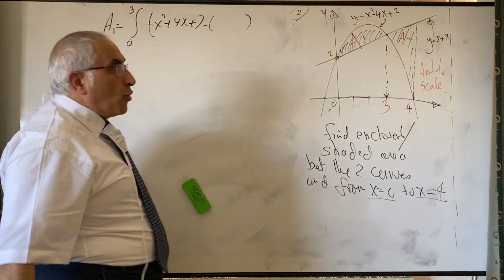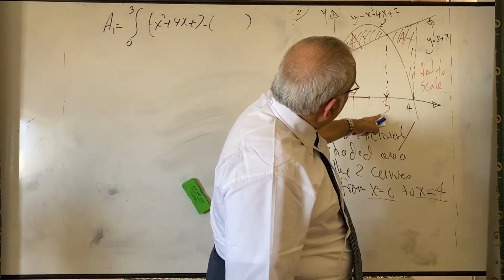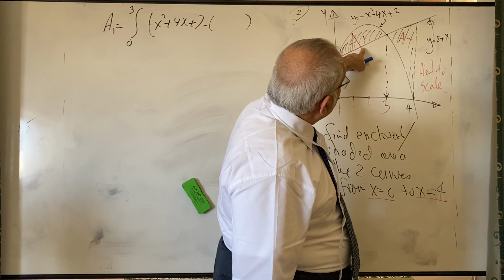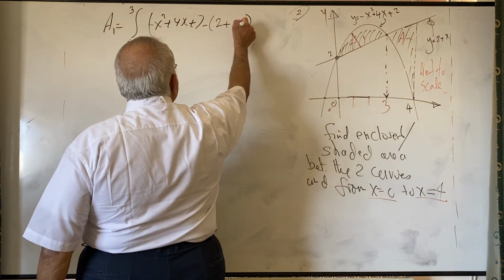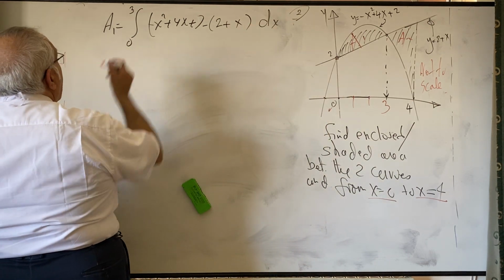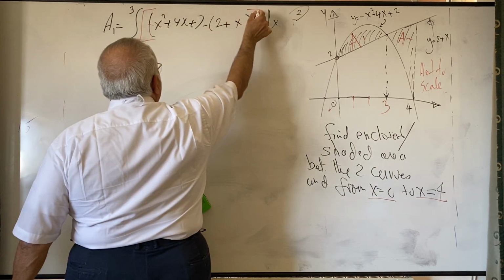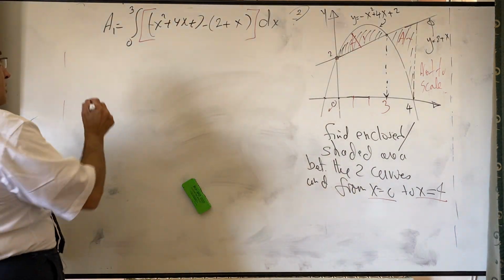Minus whoever is below the straight line. See, that's below. From here to here, this is on the top, this is at the bottom. The equation on the bottom is 2 plus x. So I am having what? I'm having this much. I have to integrate. Don't use a calculator. Don't try shortcuts, no.